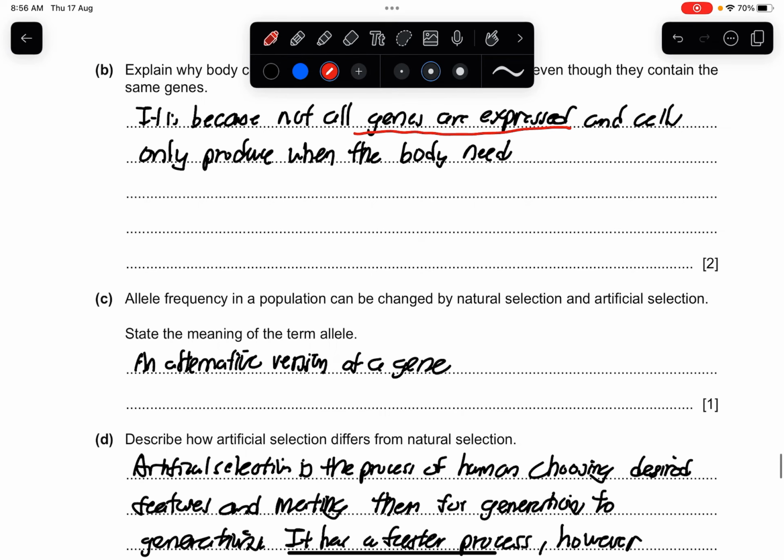Okay. Part C, allele frequency in a population can be changed by natural selection and artificial selection. State the meaning of the term allele. So allele means an alternative version of a gene, another form, a new version of a gene.